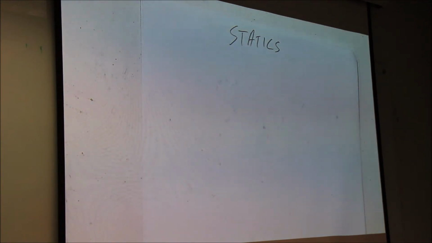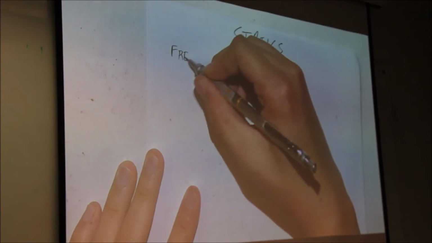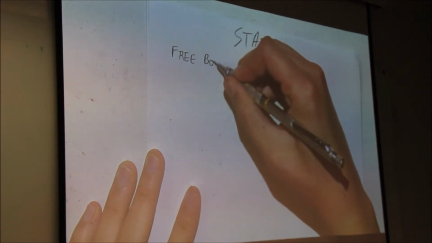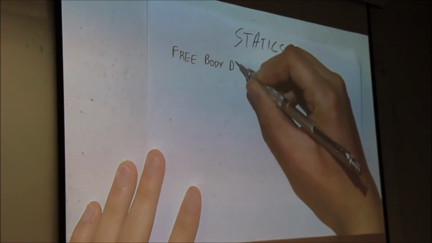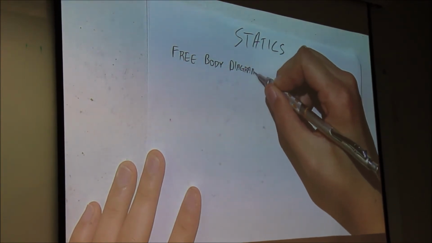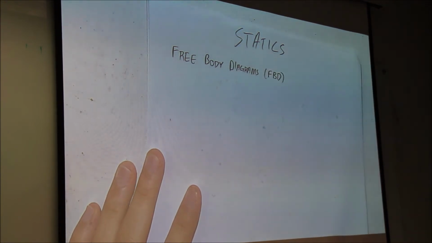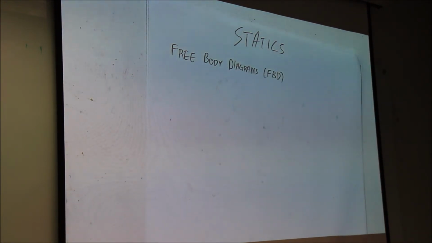So, to start off, I want to talk about what a free body diagram is. So we're going to be looking at free body diagrams, or FBD for short. So a free body diagram is a diagram of a free body.